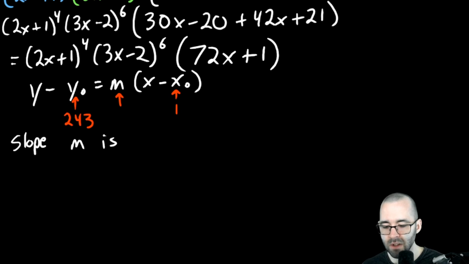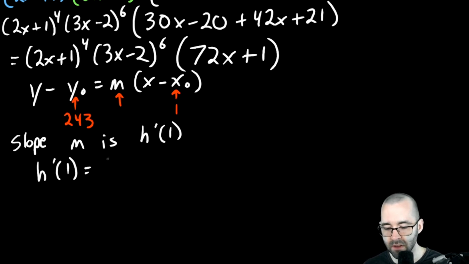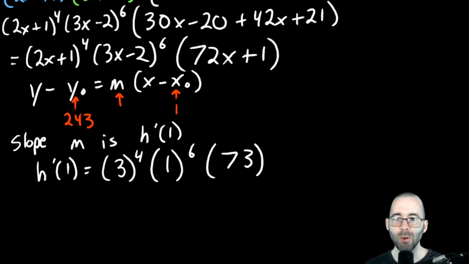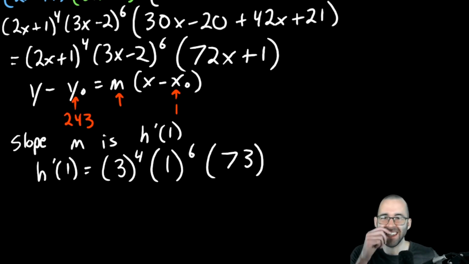And the slope is just what is the derivative at our x coordinate. So all we have to do is plug in 1 into the above. It's going to be 2 times 1 plus 1, that's 3 to the 4th. Plug in 1 again, that's 1 to the 6th. Plug in 1 again, that's 73. Oh my word, this is a big number.